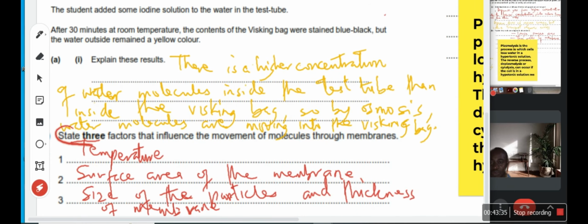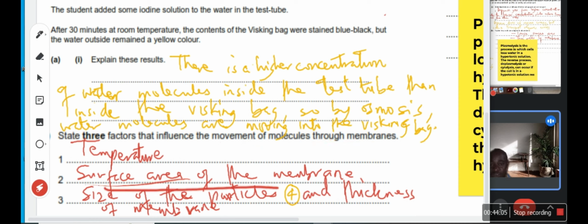Then this one says, state 3 factors that influence the movement of molecules through the membranes. Temperature, surface area of the membrane, size of the particles, and thickness of the membrane. Yeah, I just gave you 4. Any of these can. With higher temperature, the particles have higher kinetic energy, so they can move and spread better. So with a higher temperature, there will be a greater movement of molecules through the membrane.